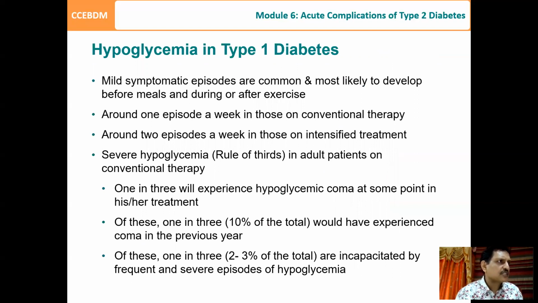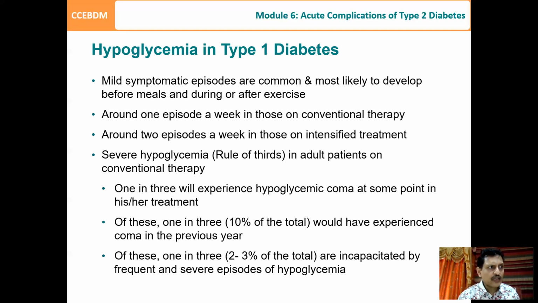So in type 1 diabetic subjects, mild symptomatic episodes are common and most likely to develop before meals and during or after exercise. There is one episode a week among patients on conventional therapy, and 2 episodes a week among those on intensified treatment. Regarding severe hypoglycemia in adult patients on conventional therapy, 1 in 3 will experience hypoglycemic coma at some point in his or her treatment. Of these, 1 in 3 would have experienced coma in the previous year. Of these, 1 in 3 are incapacitated by frequent and severe episodes of hypoglycemia.